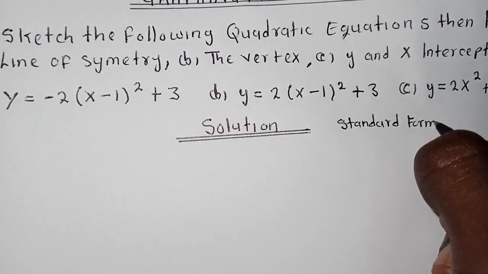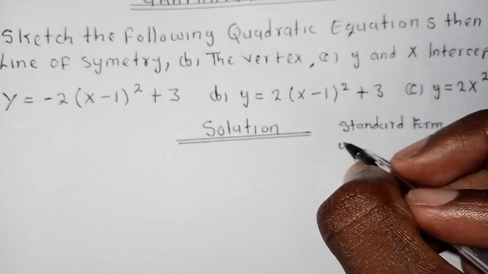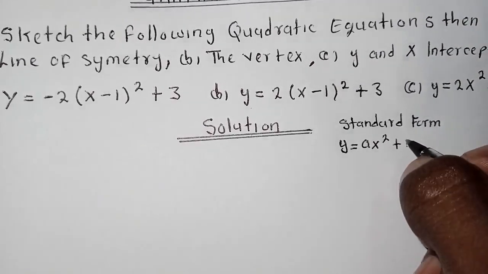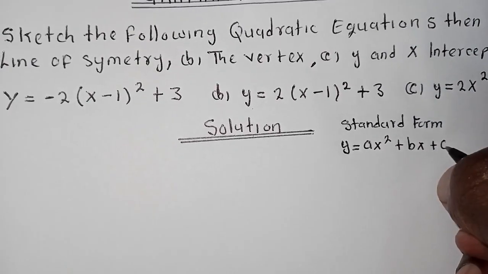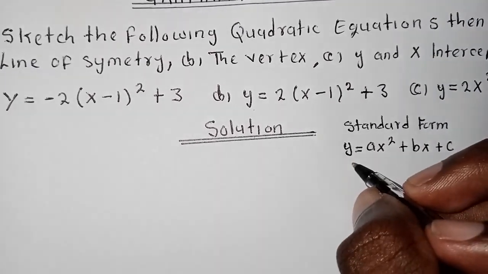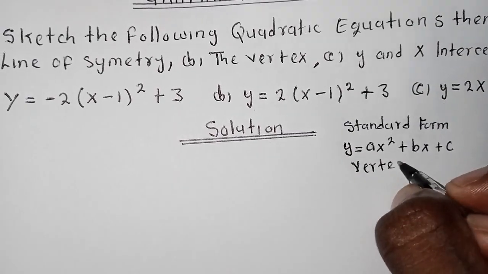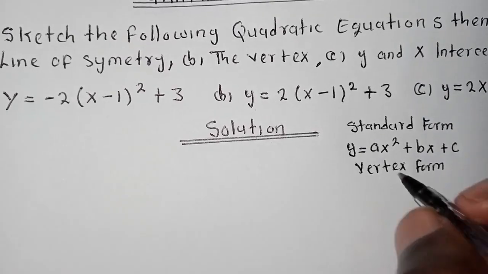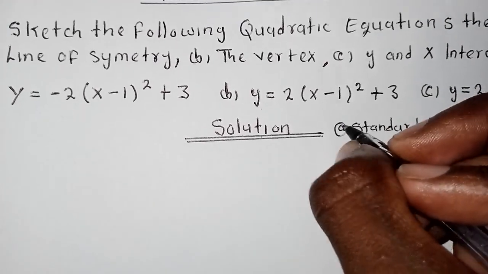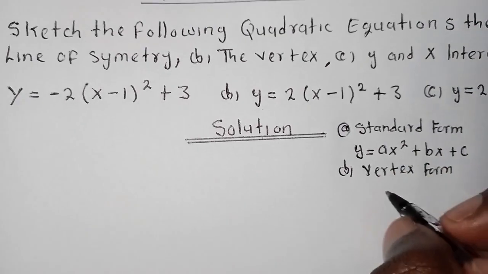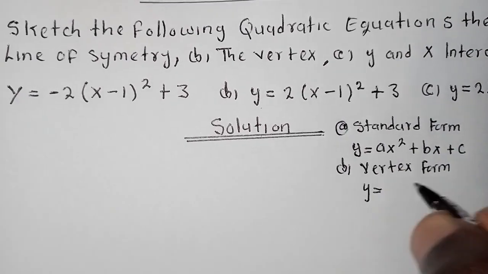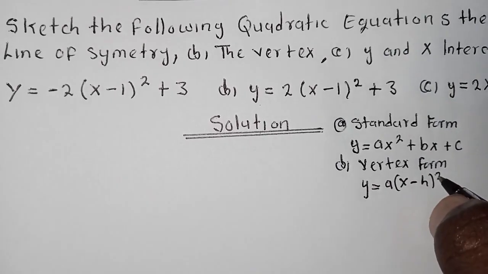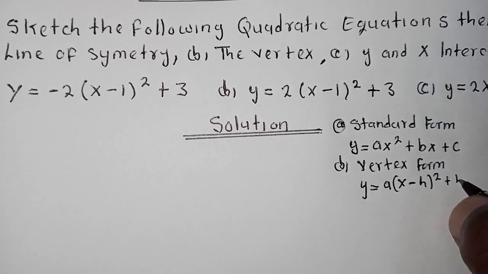Standard form. The standard form is simply y equal to ax to the power 2 plus bx plus c. And of course, the vertex form is simply y is equal to a(x minus h) to the power 2 plus k.